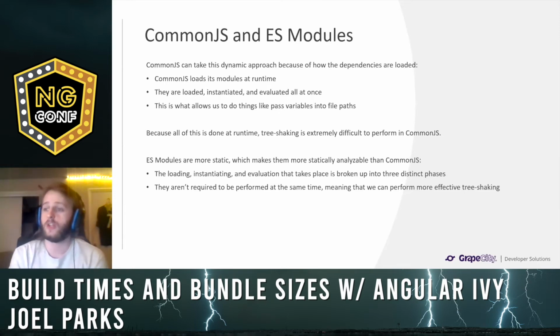Now, because this is all done at runtime, tree shaking is pretty hard to do with CommonJS. ES modules are more static, as you saw, passing in a static string instead of a variable into the file path. So that makes them more statically analyzable. The loading, instantiating, and evaluation is broken up into three different phases, and they aren't required to be performed at the same time, meaning that we can perform more effective tree shaking.